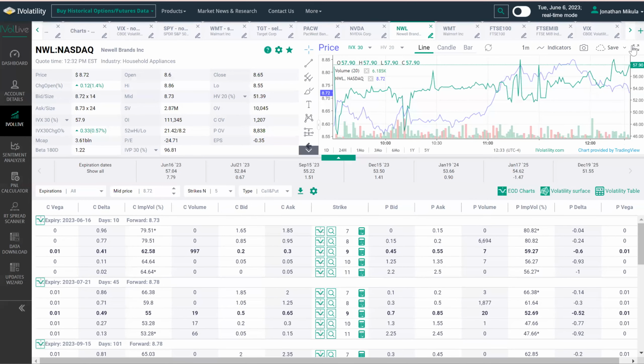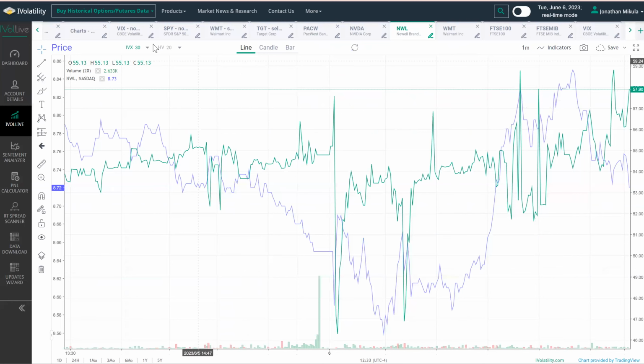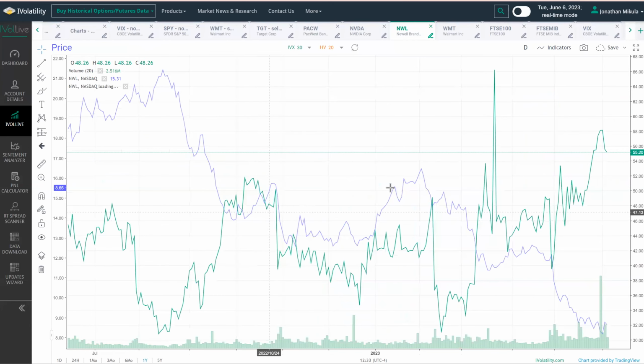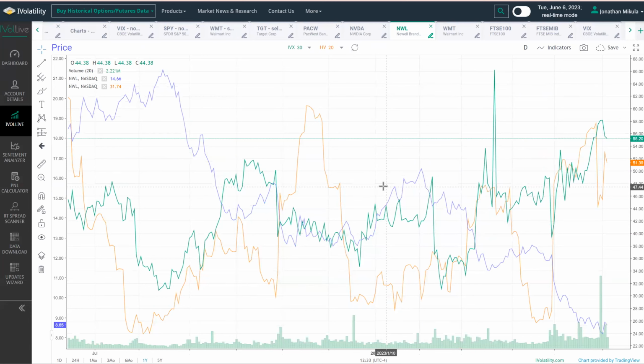So if we wanted to look at a stock specific, VIX was an indicator and SPY is an ETF, but Newell is an individual underlying stock. Within IVolLive, we have thousands of underlying stocks that we cover from the US to Europe to Canada. So Newell is just one of those.